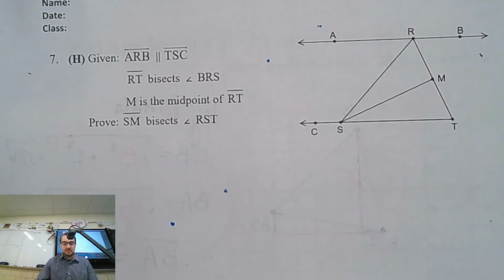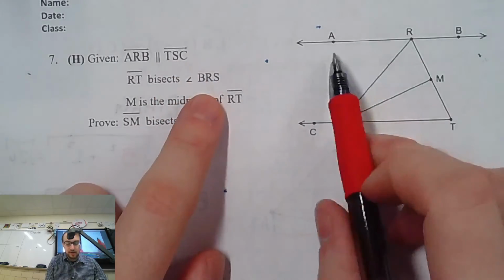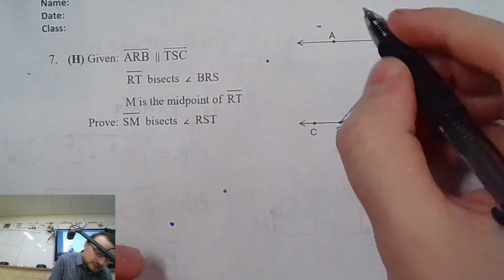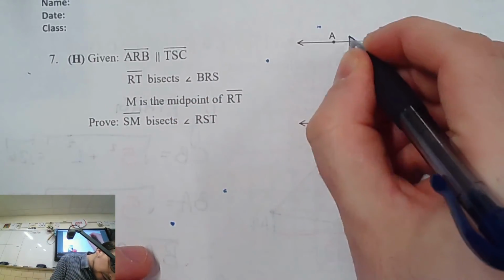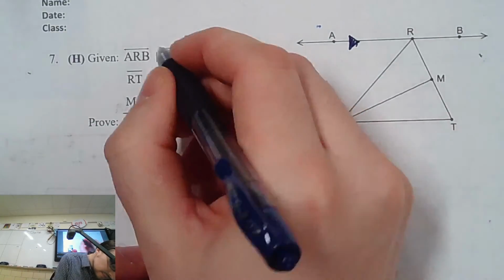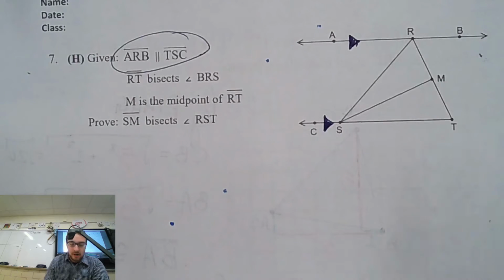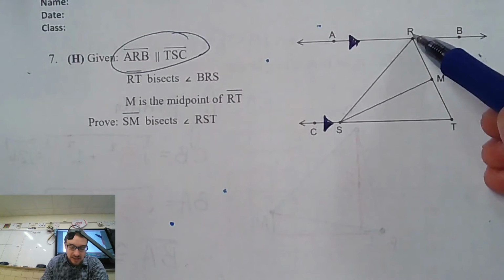All right, so let's write down what we got. It says that AR, B, and TSC are lines and that they are parallel. So let's make some parallel symbols. This line is parallel to this line. We also know RT bisects BRS. So let's find angle BRS. BRS is this angle right here, this big angle.